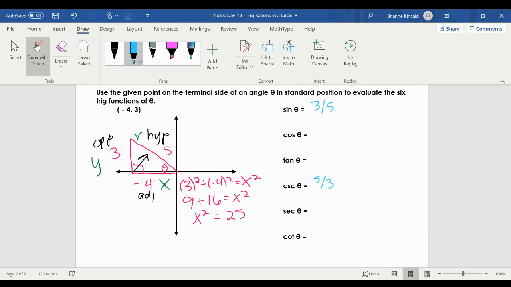Cosine is the adjacent over the hypotenuse, or the x over the r. That's negative 4/5. Reciprocal of cosine is secant. I flip the fraction, negative 5/4. And then tangent, the opposite over the adjacent, or the y over the x, is negative 3/4. The reciprocal cotangent is negative 4/3. It's just another way of identifying your sides besides opposite, adjacent, and hypotenuse, which is going to come into play more when we learn something called the unit circle. Y, x, and r are going to be super important.